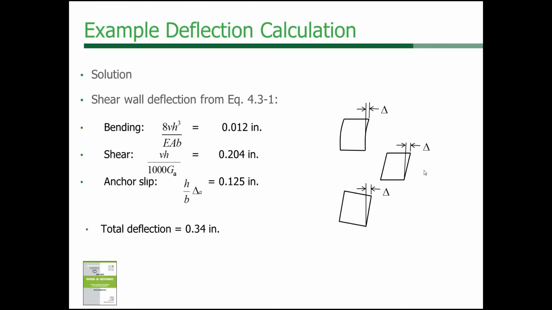So this breaks down each element for the bending and the shear and then the anchor slip. And as you can see, for an 8x8, the total deflection is 0.34. So 0.34, and that gives you the actual deflection.